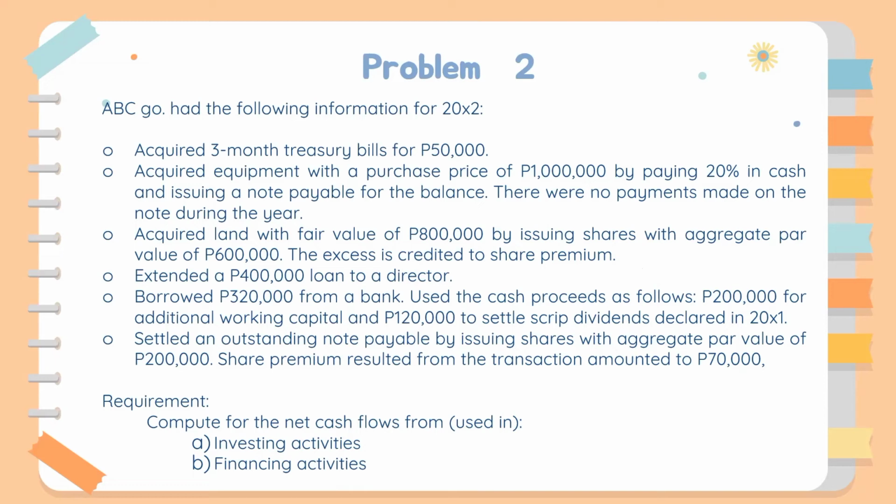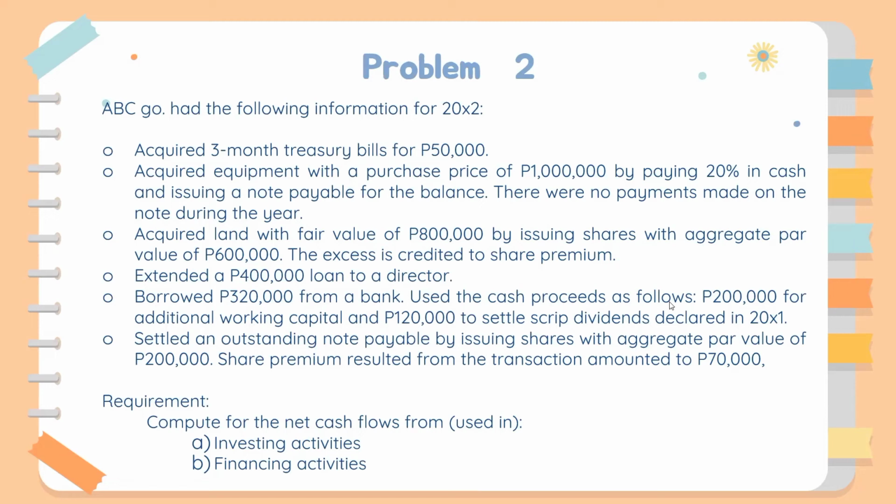Next, yung extended a 400,000 loan to a director. It is included sa investing activities naman. Yeah, investing activities kasi loan. So yung next, borrowed 320,000 from a bank. Of course, it is financing kasi nga nangutang tayo ng cash sa bangko.